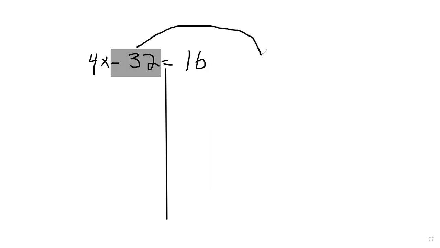So when she jumps over here, boom, she becomes a positive 32. Remember, it becomes its opposite when it jumps the fence. All right. So that leaves us on this side with 4x equals 48. Now we have a simple one-step equation using multiplication.